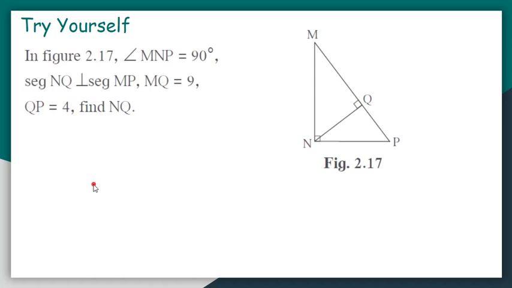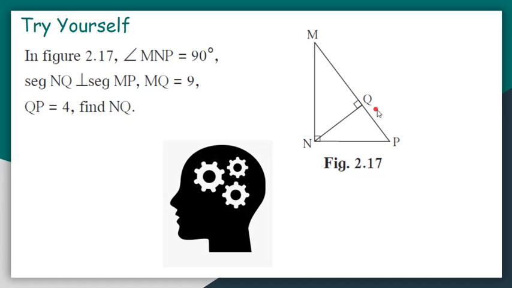Based on this, let's try a question again on ourselves. So I have a right angle triangle again, MNP, in which angle N is 90. NQ is perpendicular to MP. The two values given to me are 9 and 4. So 9 and 4 are already given to me. Let's pause the video and think how we can solve this. Exactly similar to the previous question.